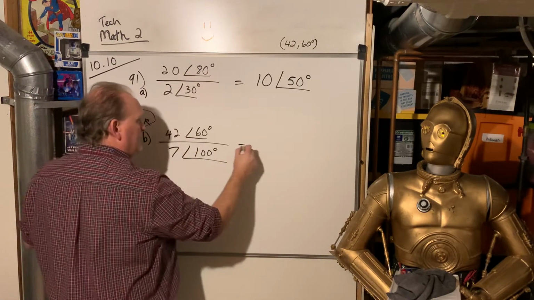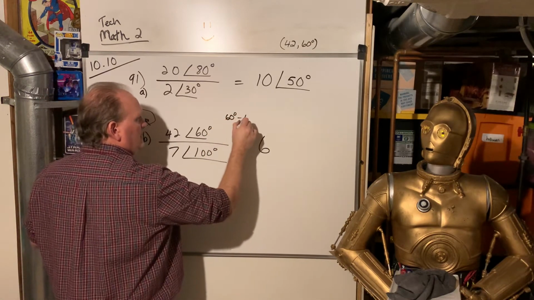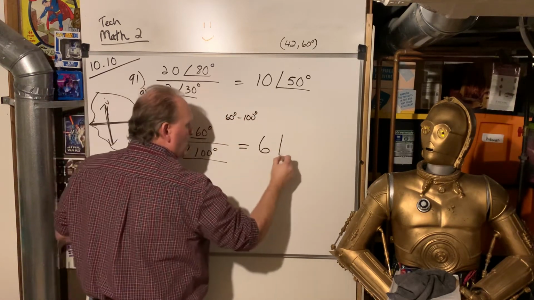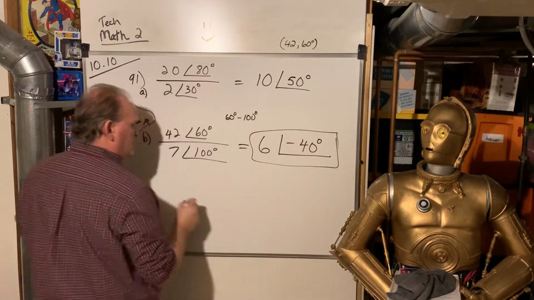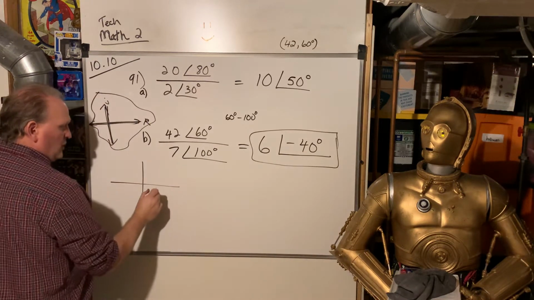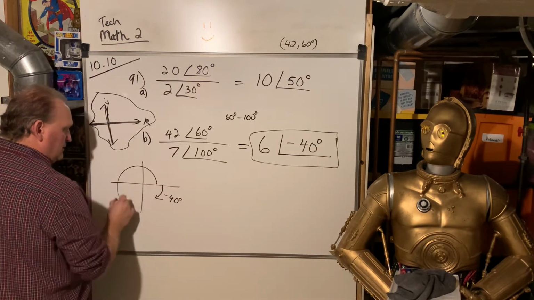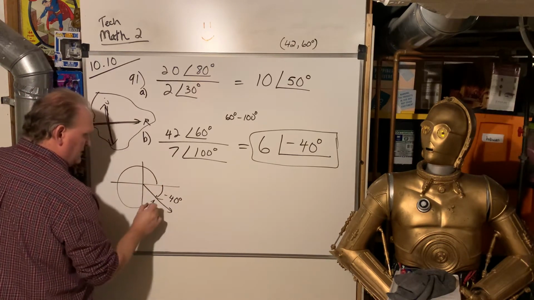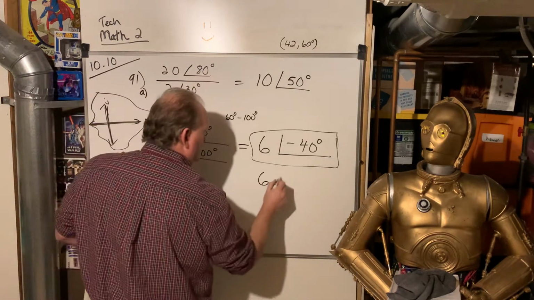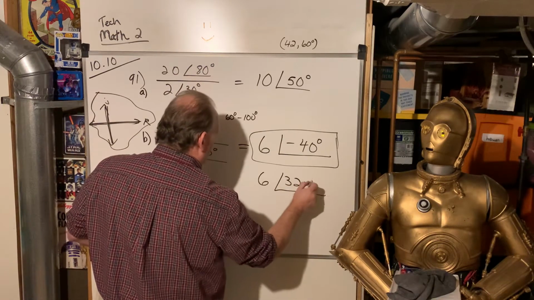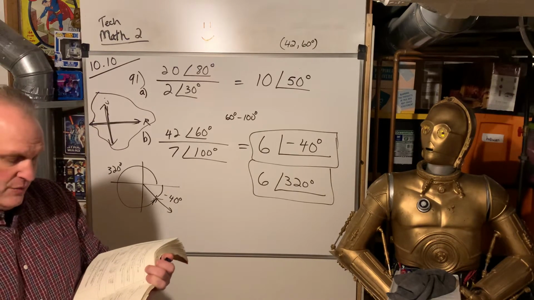So we divide, we get 6, 60 minus 100. Now be careful, that is negative 40. And you can just leave it like that. If they say only positive degrees, then you're going back to chapter 1, and remember negative 40 means clockwise. If you wanted to go counterclockwise, how we normally do in standard form, that would be 320 degrees. And so 6, 320 is the same polar coordinate. Okay? So either one.